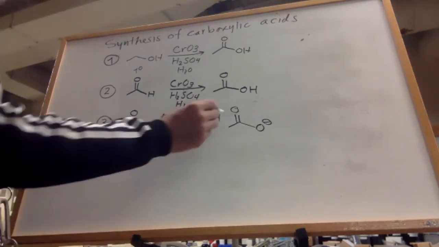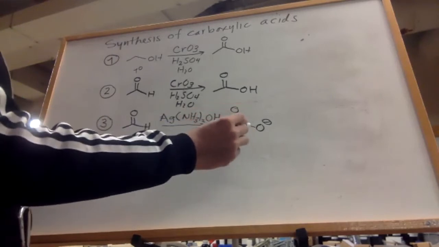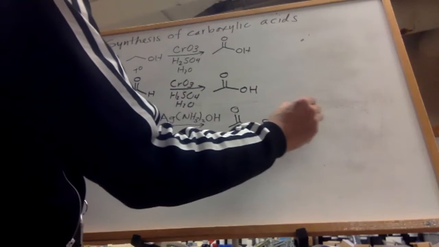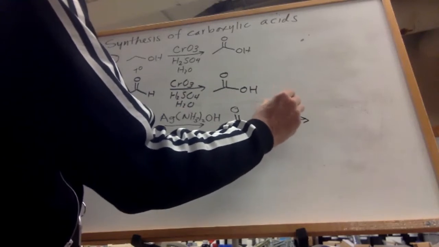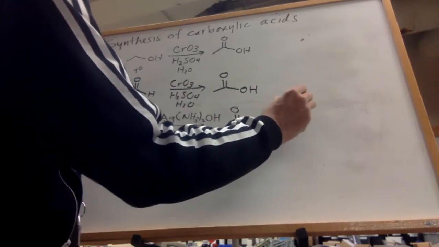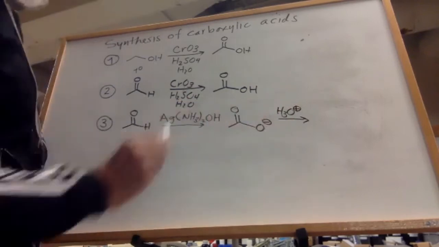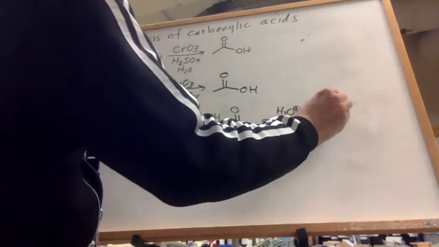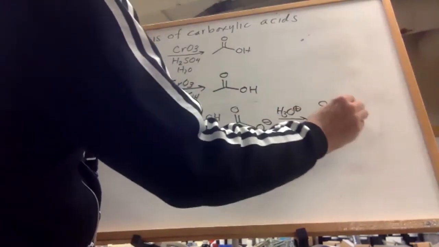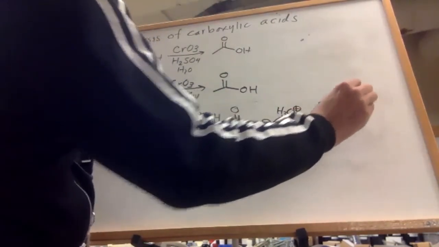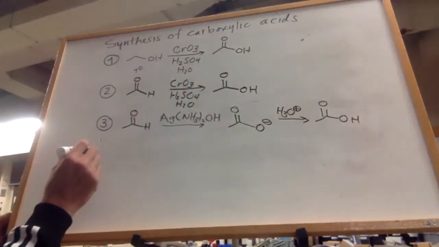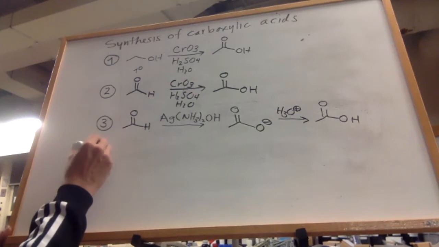Okay, but we ordinarily don't want the carboxylate. We want the carboxylic acid. So there would have to be a separate workup step with aqueous acid. And what this workup step does is it protonates this O minus, and that makes the carboxylic acid that we're looking for. Okay, more methods for synthesis of carboxylic acids.